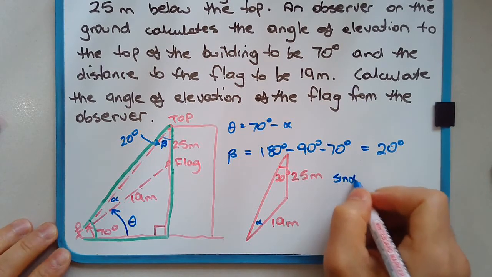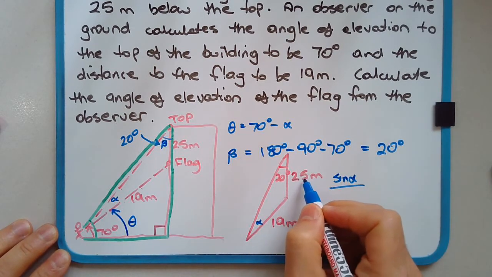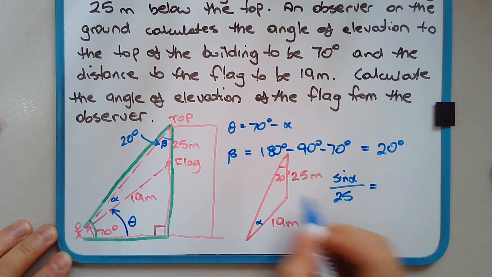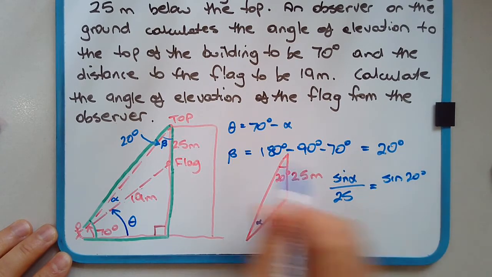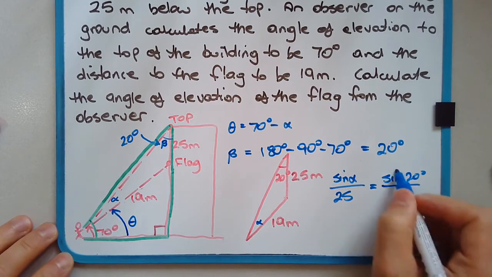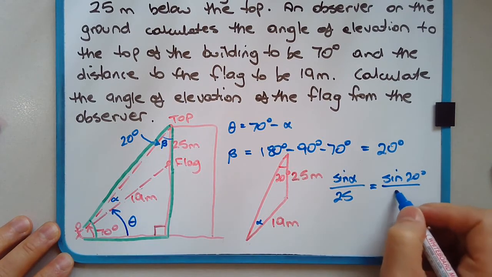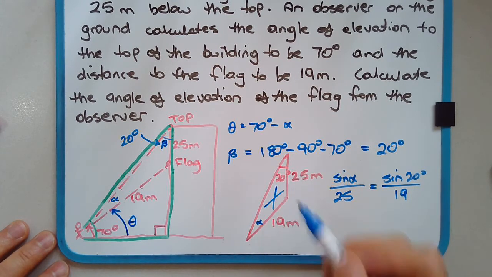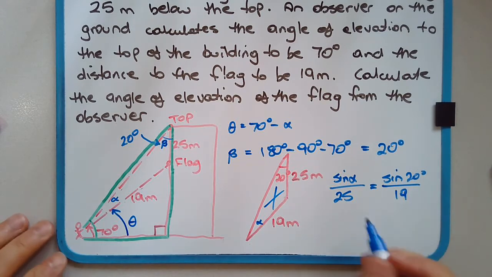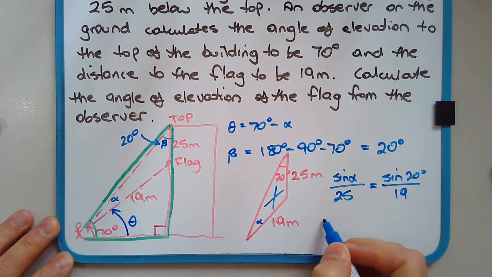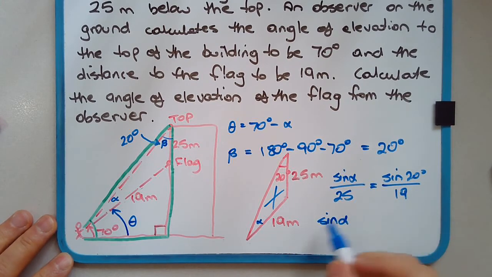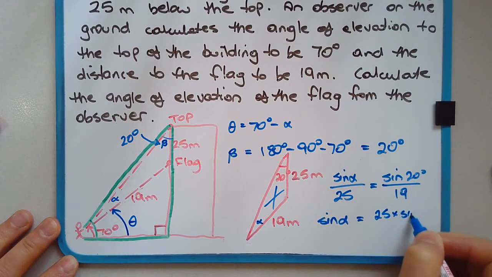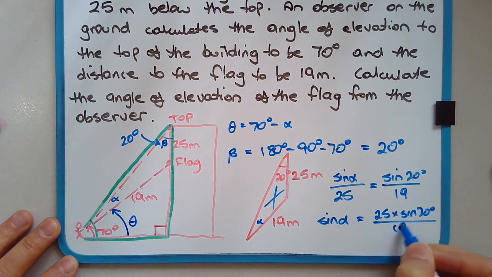Sine of alpha over 25 meters, that's the side angle pair we're dealing with here, is equal to sine of 20 degrees, that's the angle here at the top that we just found, over 19. So that's this side angle pair here, and that's that side angle pair there. So sine of alpha, if you multiply both sides by 25, equals 25 multiplied by sine of 20 over 19.